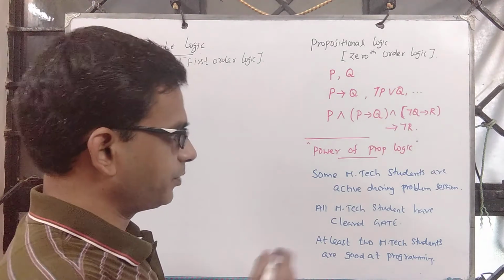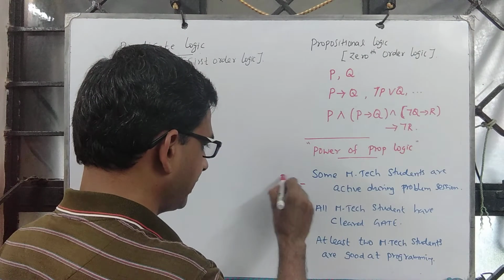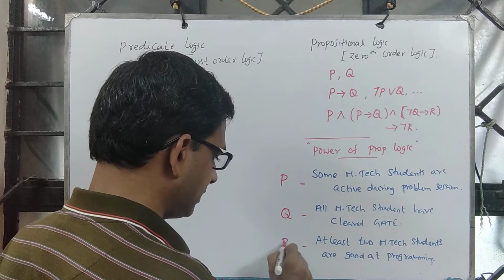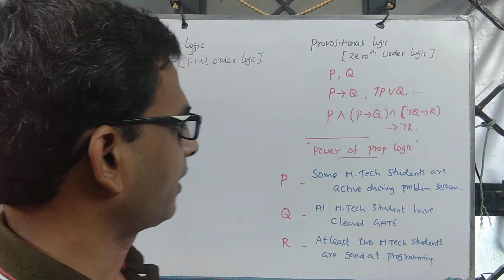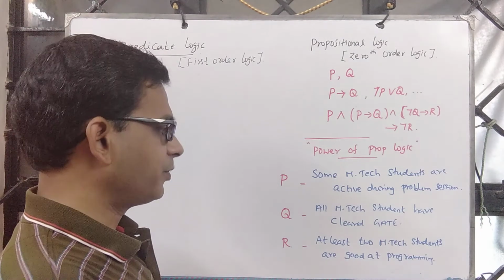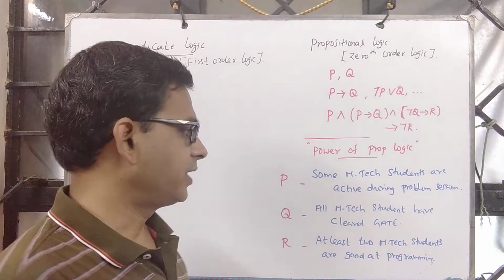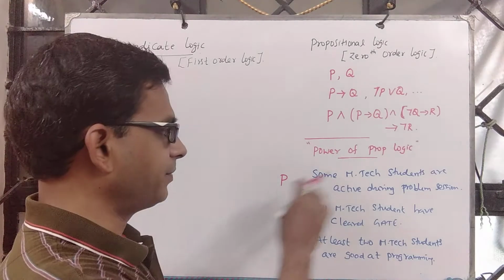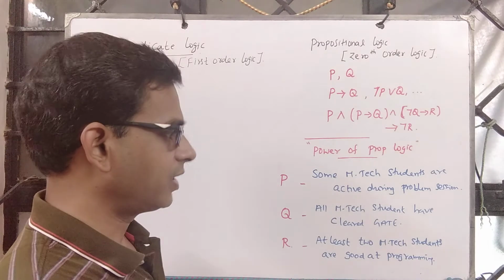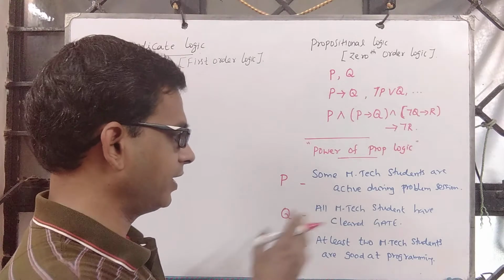Now, if you see this as a proposition, and you ask for propositional variables, then you say this statement is P, this statement is Q, this statement is R. So this is perfect, it's a proposition, and you associate a propositional variable, so that if there is a statement like if some MTech students are active during problem session, then so and so, you can involve a conditional statement involving P and so on.